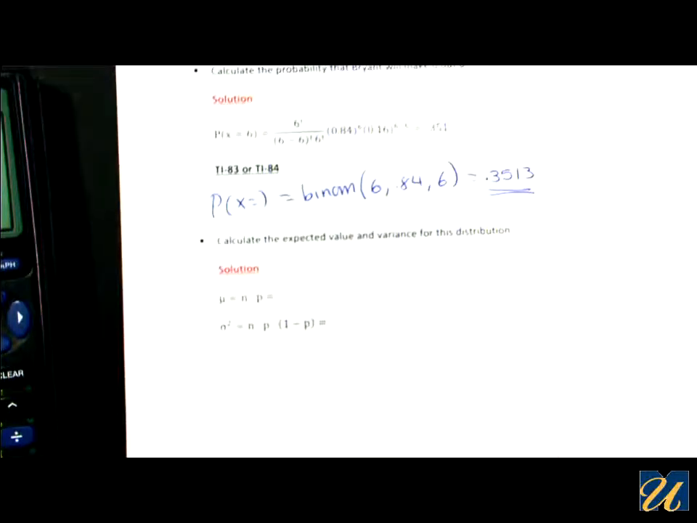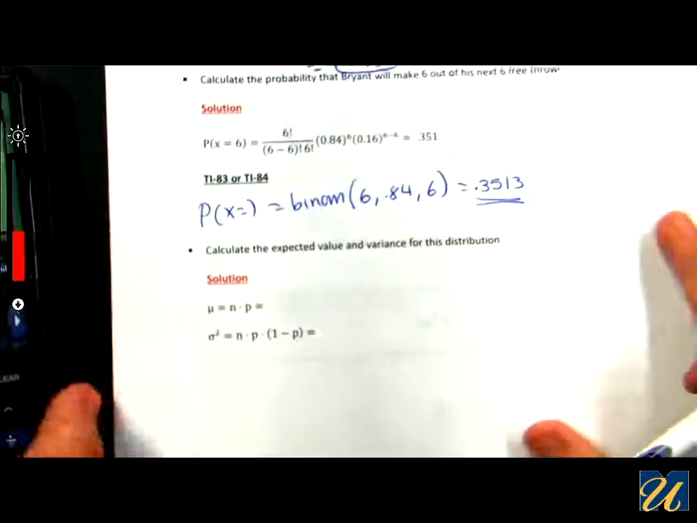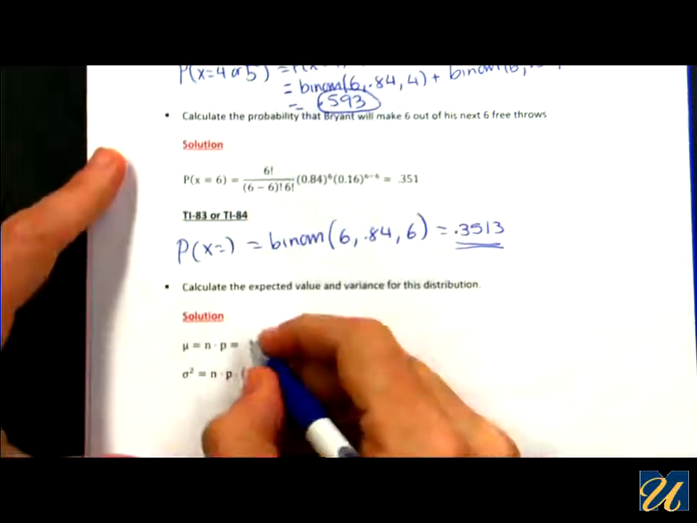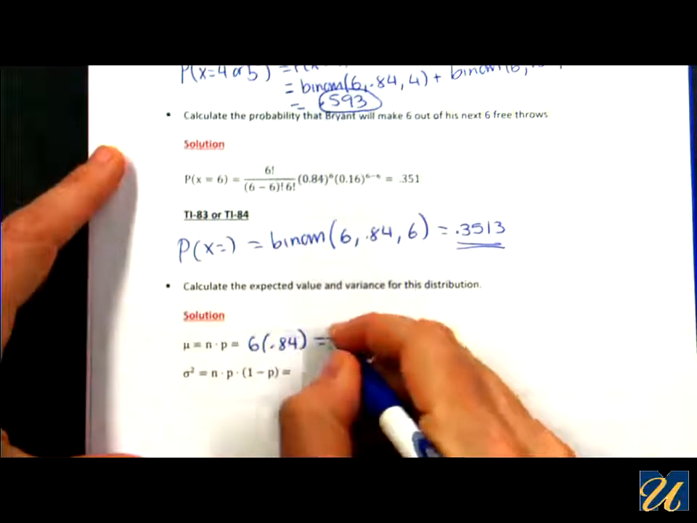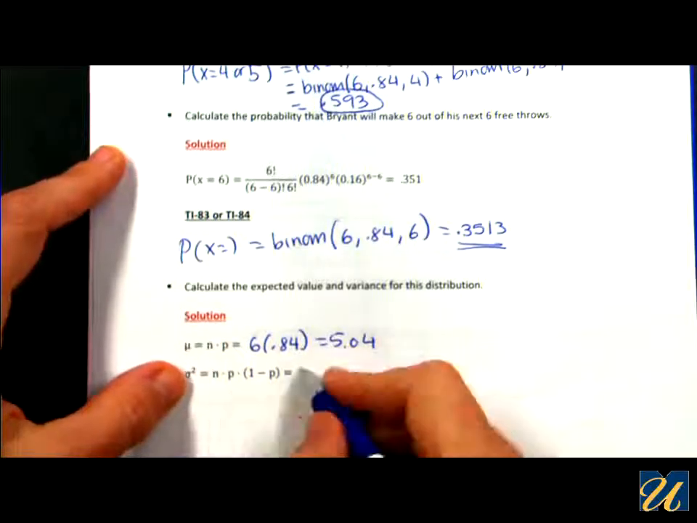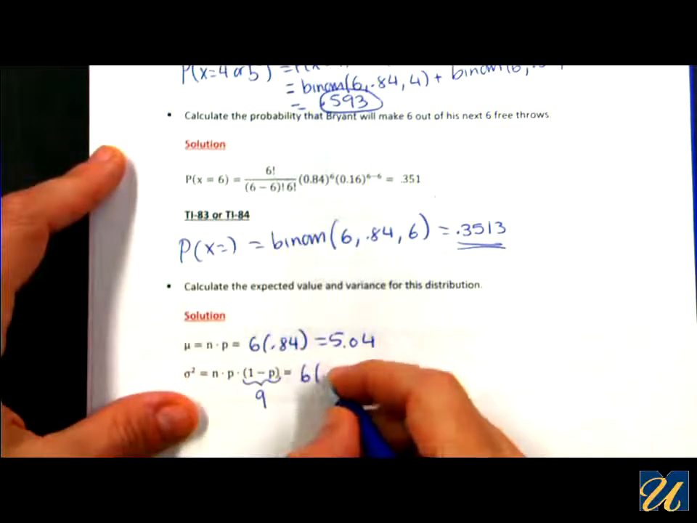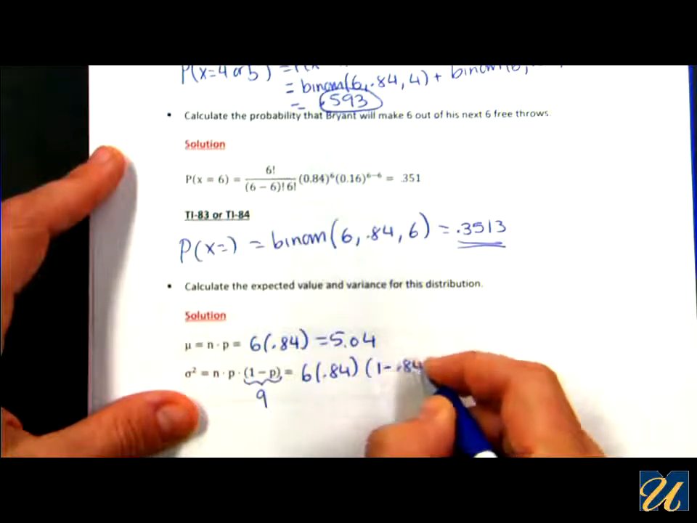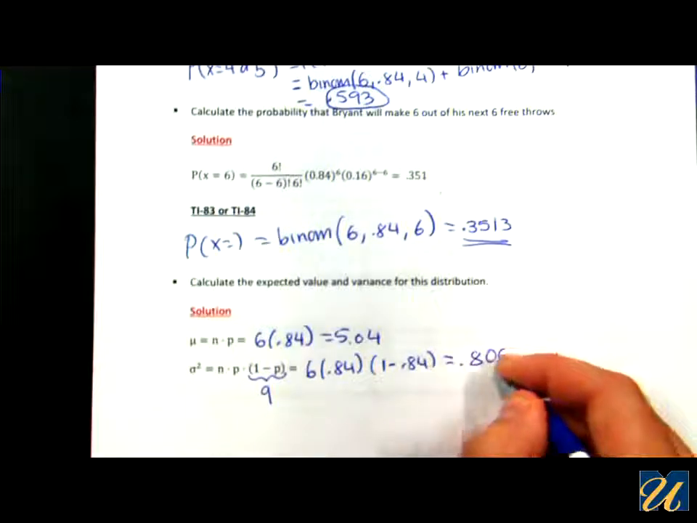Calculate the expected number and variance for this distribution. So expected value for a binomial probability distribution is n times p, 6 times 0.84. This would be 5.04. And for the variance, n times p times q, this is your q, you would have 6 times 0.84 times 1 minus 0.84, and this would be 0.806.